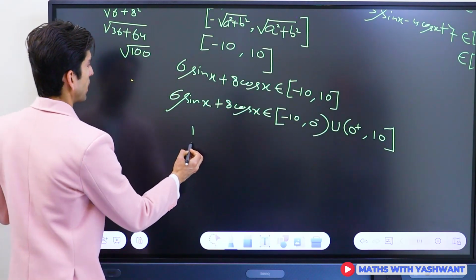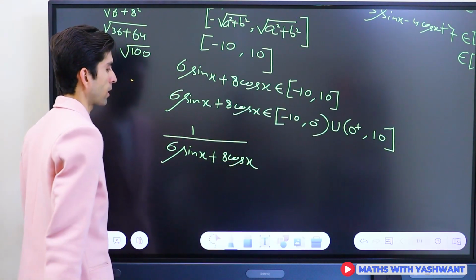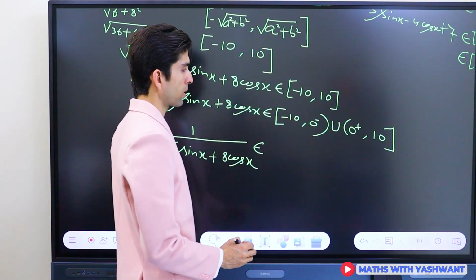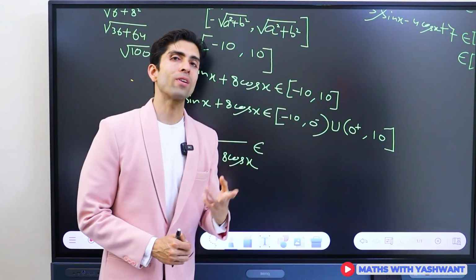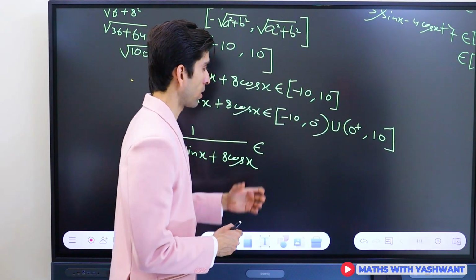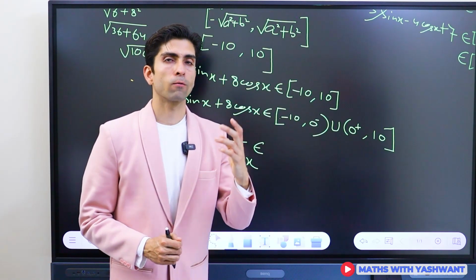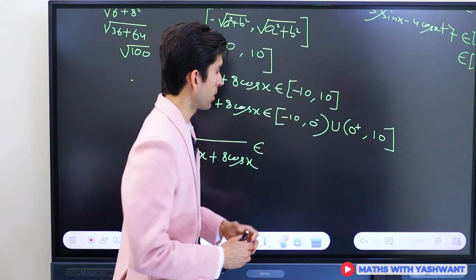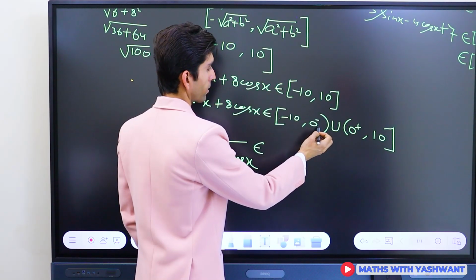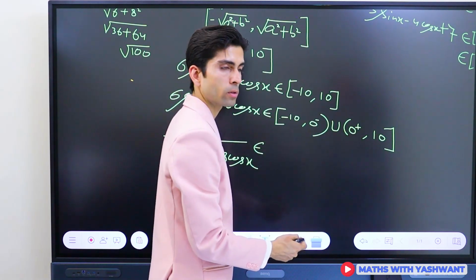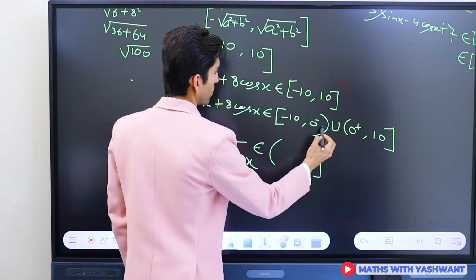Now when we do the reciprocal of 6 sin x plus 8 cos x, we'll follow case 1. In my previous video I have taught two cases. In case 1 we have both boundary points negative or both boundary points positive, and in case 2 we have one boundary point negative and the other positive. You see, in one interval both boundary points are negative, and in the other interval both are positive. So we do the reciprocal and reverse the order.